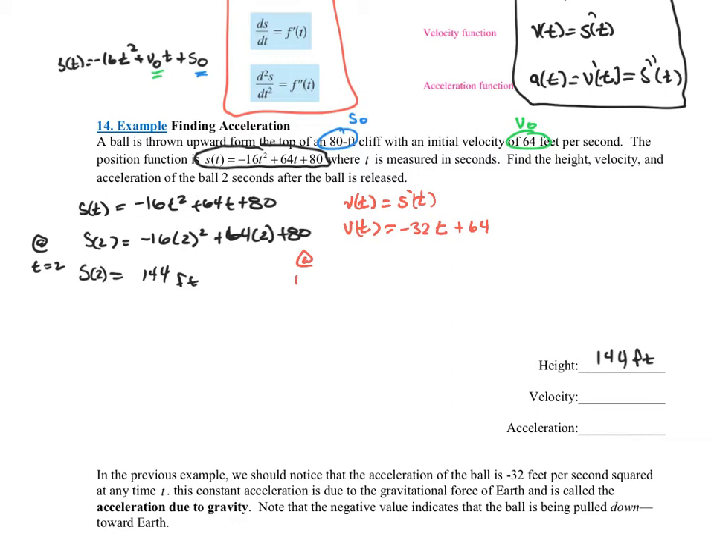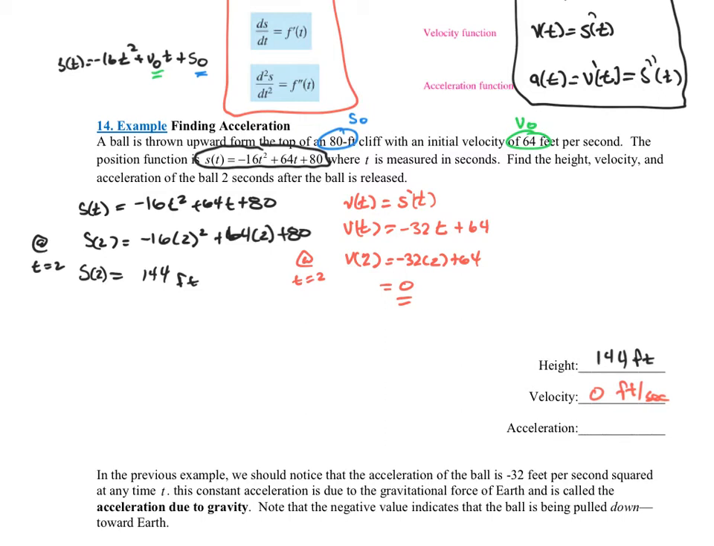Well, we care about it at t equals 2. So v of 2 would be equal to negative 32 times 2 plus 64. Plug that into your calculator and see what you get, and I'm getting 0. Now remember, this is velocity, and velocity is measured in feet per second. We found the derivative of the position, measured in feet, with respect to time per second. So you're dividing by seconds there.